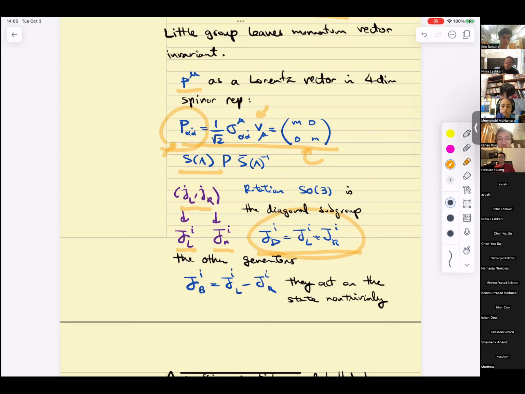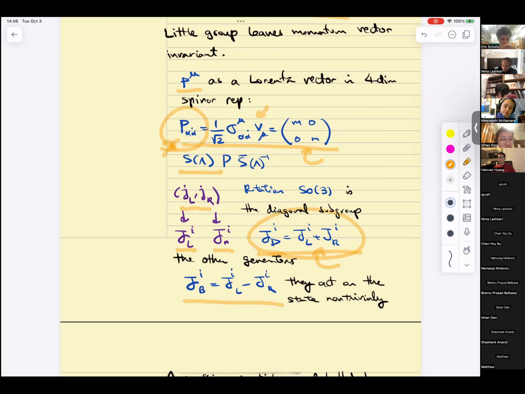When we say that we have two copies of SU(2), it means that on this vector, you could act on the left however you wish and on the right however you wish. But then there's a diagonal subgroup of that, generated by J_L and J_R added together. This diagonal subgroup is nothing but rotation. In the case of this rest frame, it's a little exercise to work out in detail.